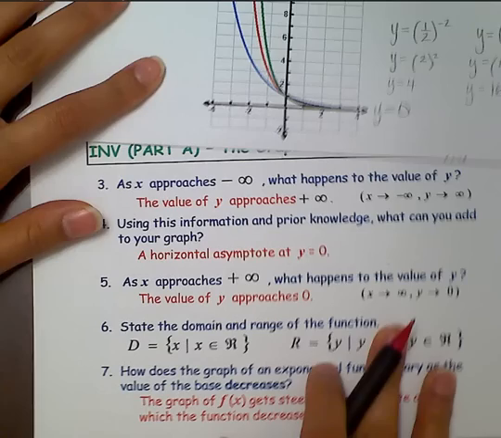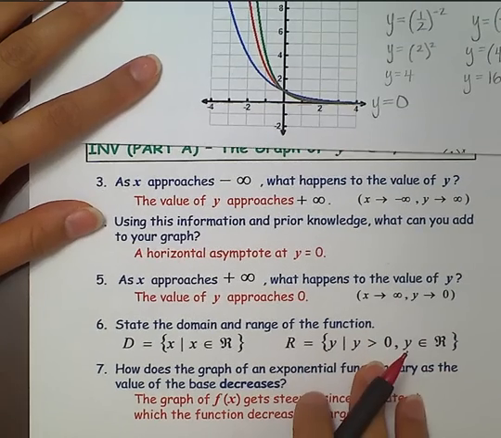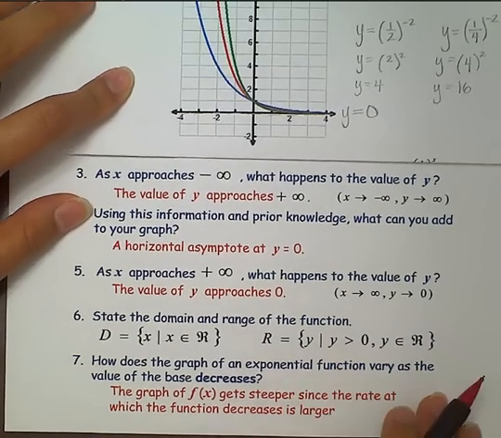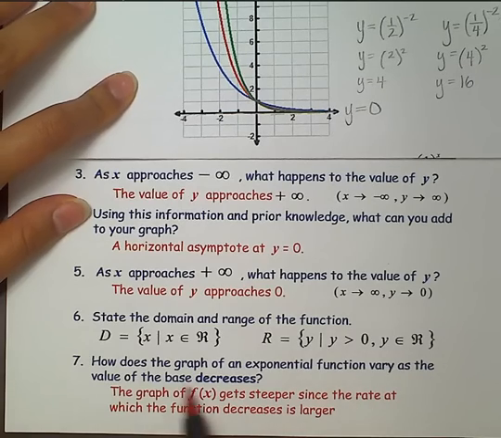to answer the last question, how does the graph of an exponential function vary as the value of the base decreases? The graph of f of x gets steeper since the rate at which the function decreases is larger.